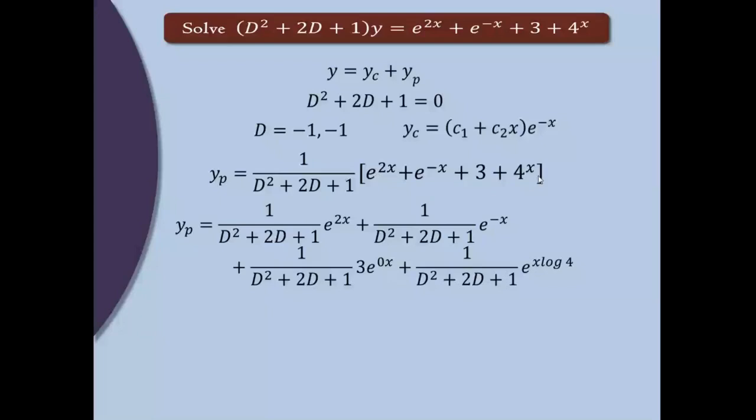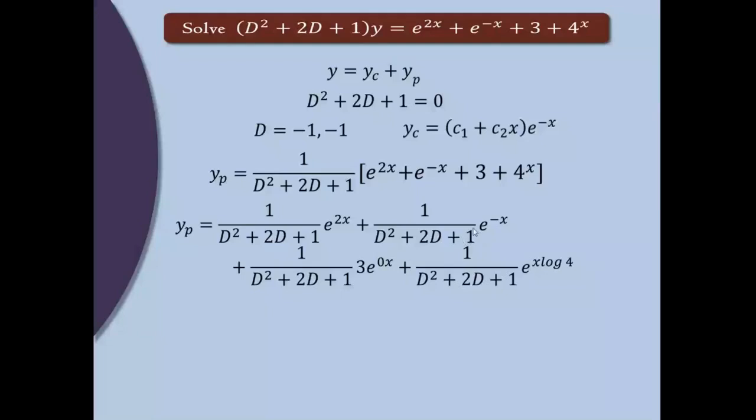Correct? Now, by the shortcut method, what to do? Wherever there is a d, replace it by a. So replace d by 2 if it is non-zero: 2 square plus 2 into 2 plus 1, a non-zero term. So no problem, do the replacement. Replace d by minus 1. Minus 1 square is 1, plus 2 into minus 1 is minus 2, plus 1. It becomes 0. So if after replacement it becomes 0, take that as phi of d.